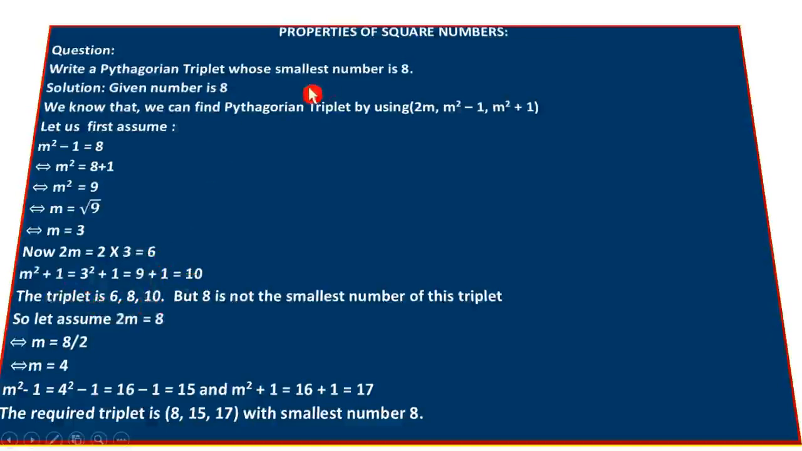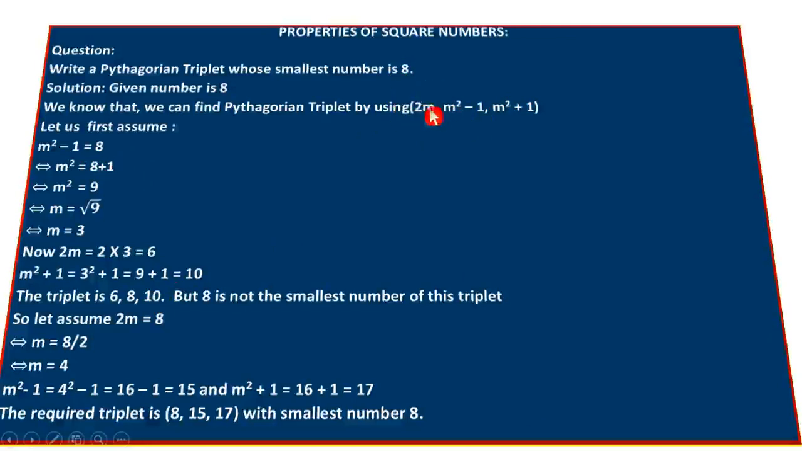But our question says that the smallest number is 8. But 8 is not the smallest number of this triplet. But this triplet is a Pythagorean triplet. 6, 8 and 10 is a Pythagorean triplet. But the question says that the smallest number is 8. So instead of m square minus 1, there are three forms that I had taken. The first one, m square minus 1 equal to 8.